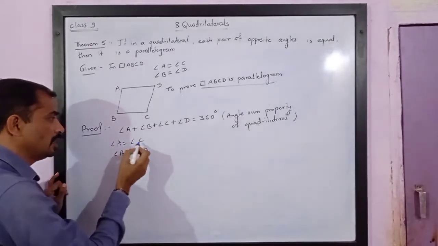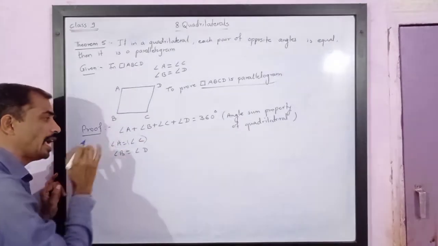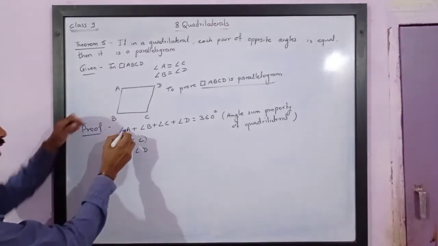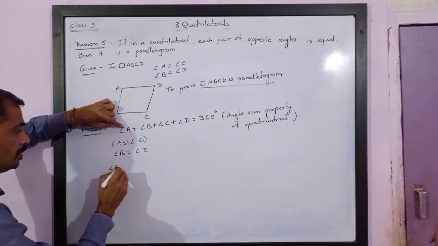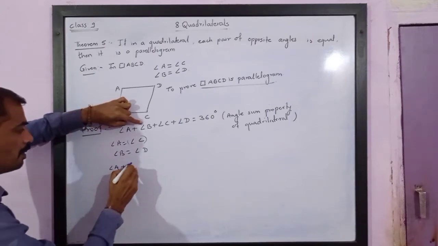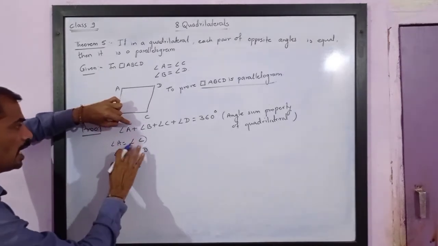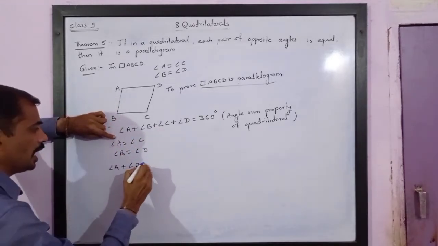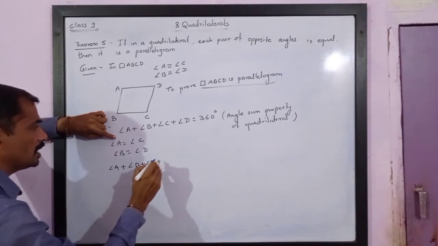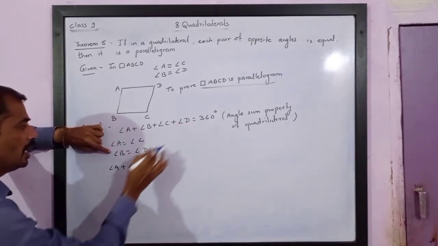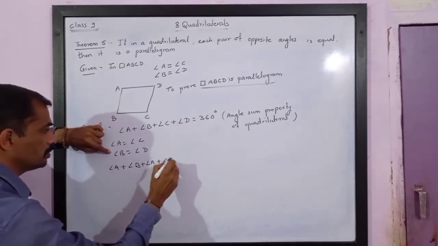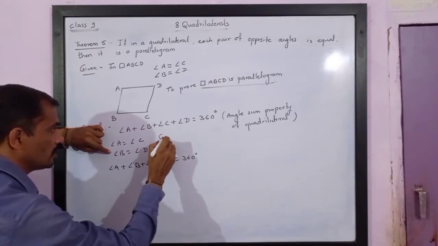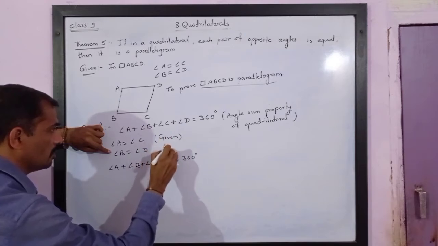So I can say that instead of angle C, I am writing angle A, and instead of angle D, I am writing angle B. So angle A as it is, plus angle B as it is. Now for angle C, watch carefully, angle C is equal to angle A, so I am writing again angle A, plus instead of angle D, angle B, is equal to 360 degrees. These two properties are given to us.